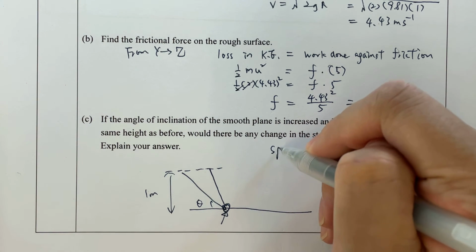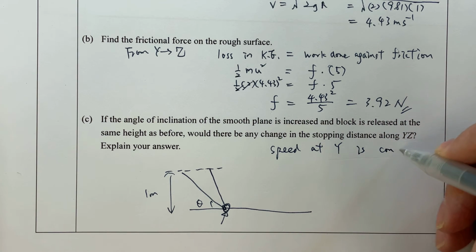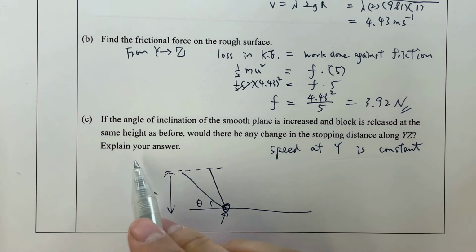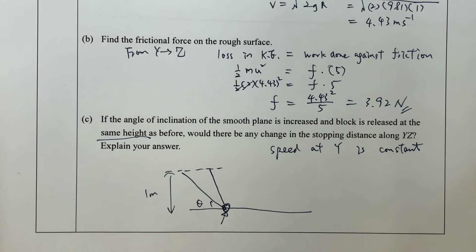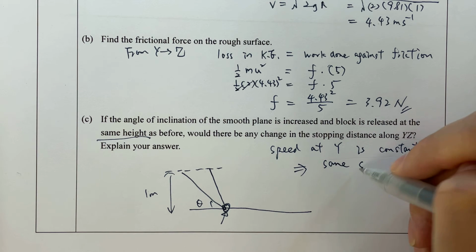The speed at y is constant because we keep the same height. The speed only depends on the height we release from. It doesn't really relate to the angle of the slope. So that means we should have the same stopping distance.